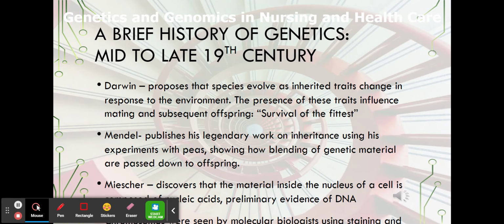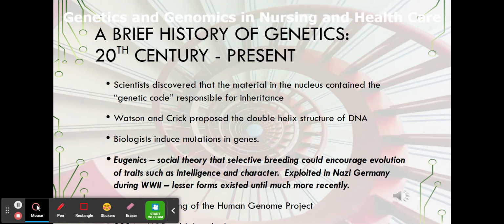Then molecular biologists were able to see chromosomes inside the nucleus of a cell. They saw those nucleic acids arranged in those nice little X-shaped or Y-shaped bundles, as the case may be, using staining and a standard microscope. Those were important things that happened. Scientists later discovered that that material did contain the genetic code responsible for inheritance. Watson and Crick used the work of previous scientists to propose the double helix structure of DNA, that twisted ladder that we all see. All of this contributes to our understanding of the raw material responsible for inheritance.